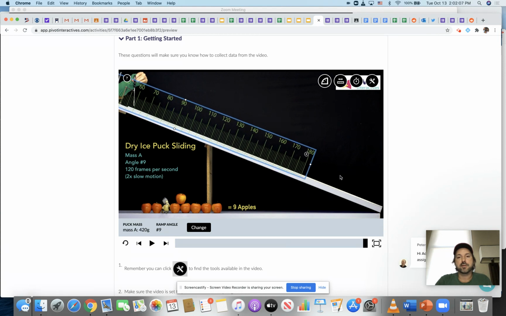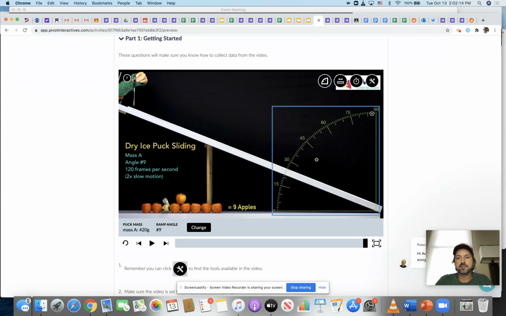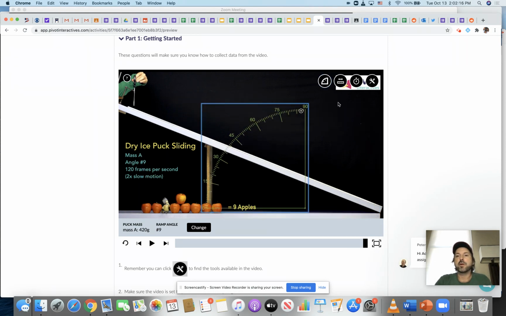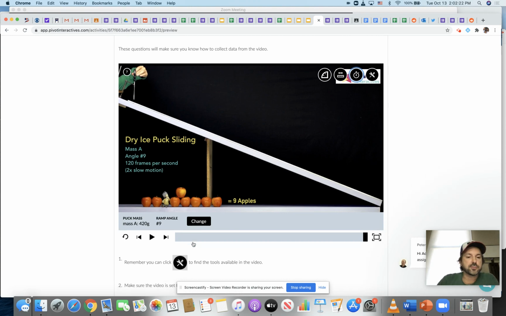But don't forget that you have tools like a ruler here, which you can then adjust and turn to line up with the ramp. You have a protractor to measure angles, right? You can bring this down here and get the angle of the ramp. We also have a stopwatch, which is useful. So don't forget those tools are there.